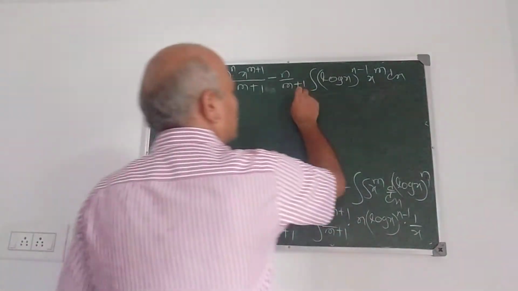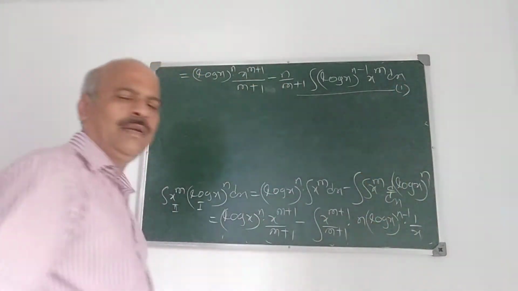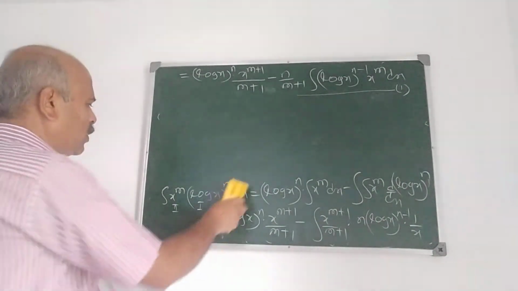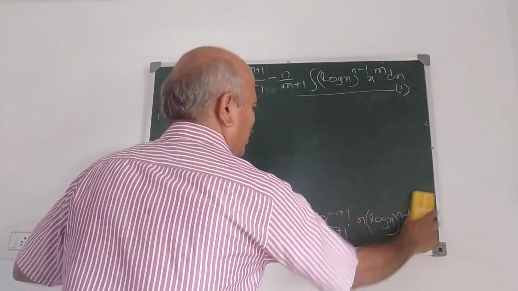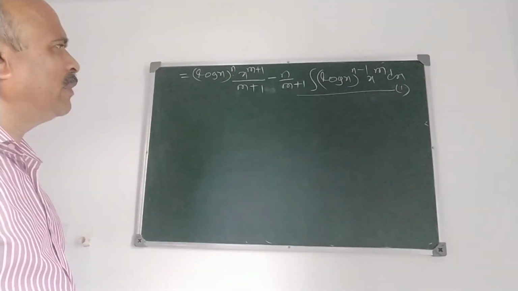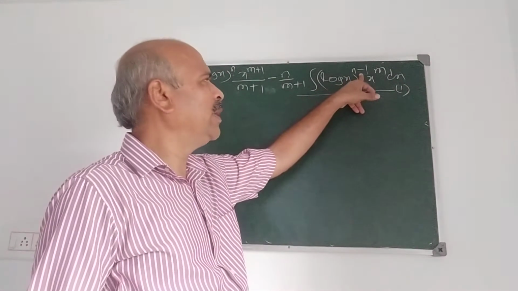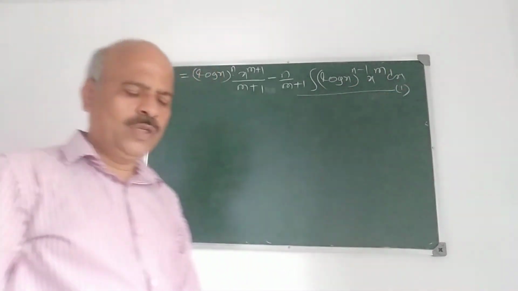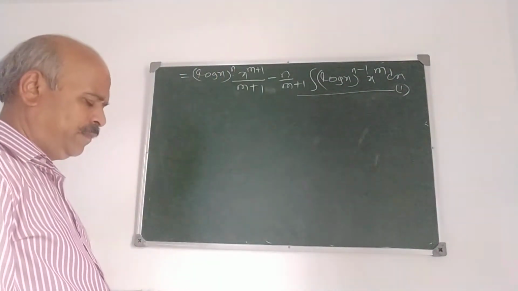Now this serves as a reduction formula. Reduction formula means which expresses given integral in terms of another which is simpler than the given. So we have n minus 1 less here. So it is simpler than the given one.